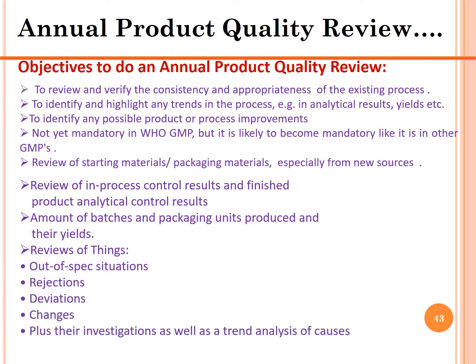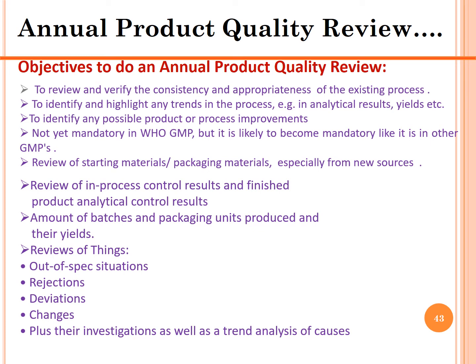Annual Product Quality Review. Objectives of an annual product quality review: to review and verify the consistency and appropriateness of the existing process; to identify and highlight any trends in the process, for example in analytical results, yields etc.; to identify any possible product or process improvements. Not yet mandatory in WHO GMP, but it is likely to become mandatory, like it is in other GMPs.